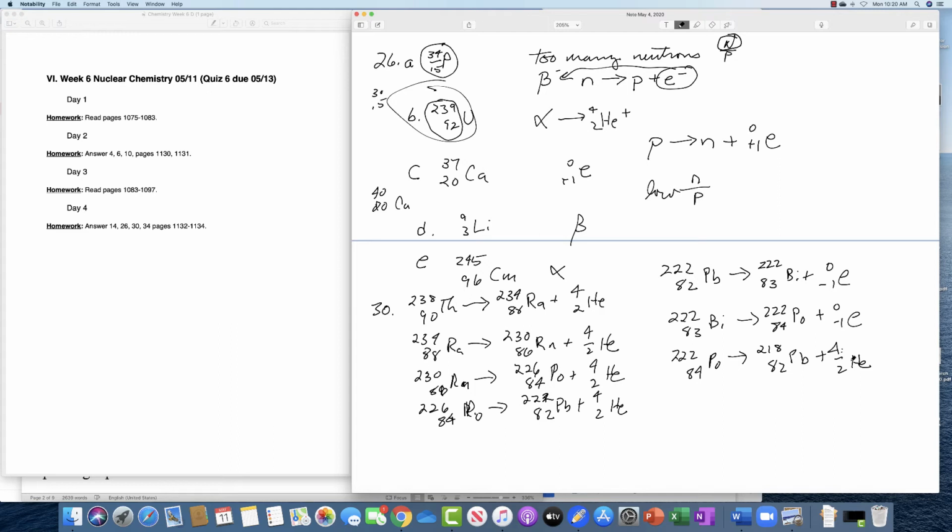So we don't end up at 208. Unless I made a math mistake in here somewhere, it's 218, not 208. So I'm not sure what happened there, but there's an alpha there, an alpha there. Do we start with 238 or 228? Maybe I got that wrong. Yeah, it's 228. That's where I made the mistake.